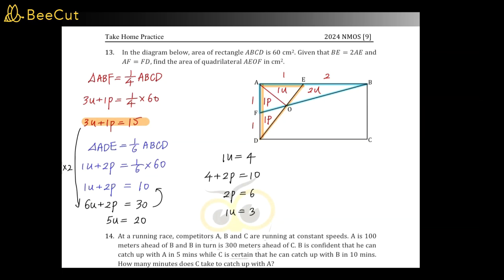Find the area of AEOF. AEOF is 1u plus 1p. This equals to 3 plus 4. The answer is 7.